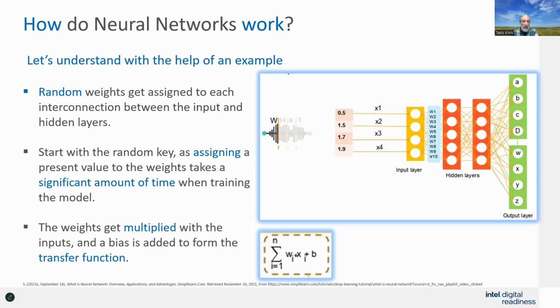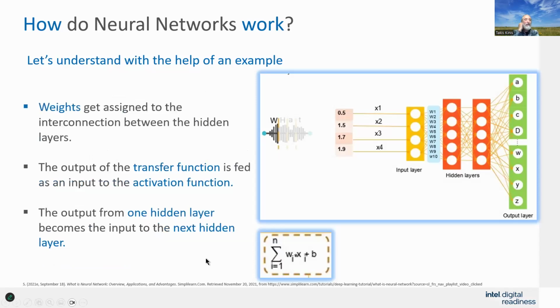The weights then all get multiplied with the inputs, and a bias is added to form the transfer function. And the transfer function looks like this, right? It's basically saying we summarize all these values, we take all the weights, combine them all, and we come up with a sum, one singular value that represents the whole thing as a transfer function. The weights are assigned between all the interconnection points, right? We said that. The output of the transfer function is fed as an input to the activation function.